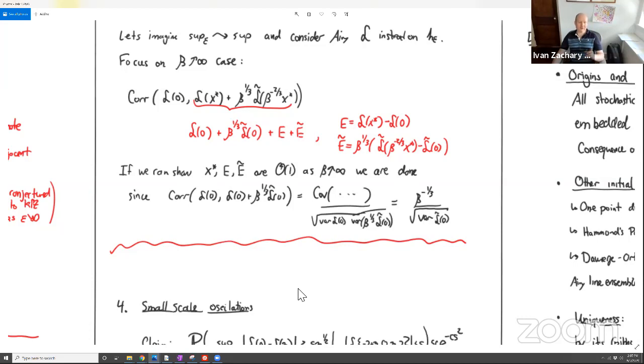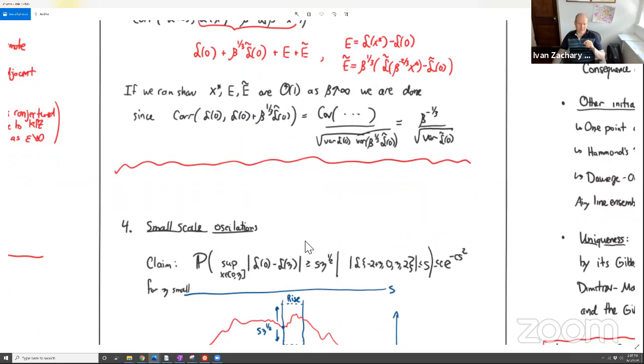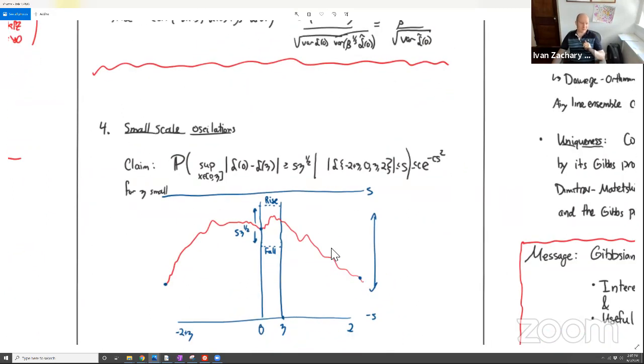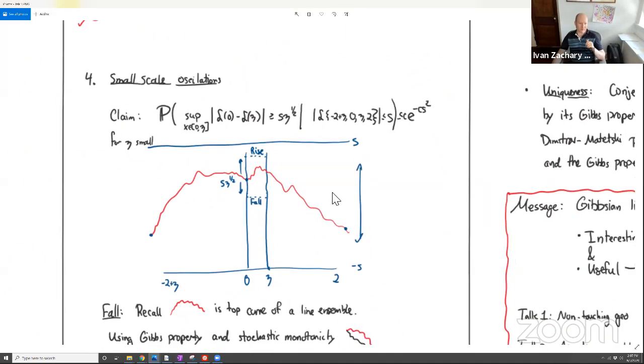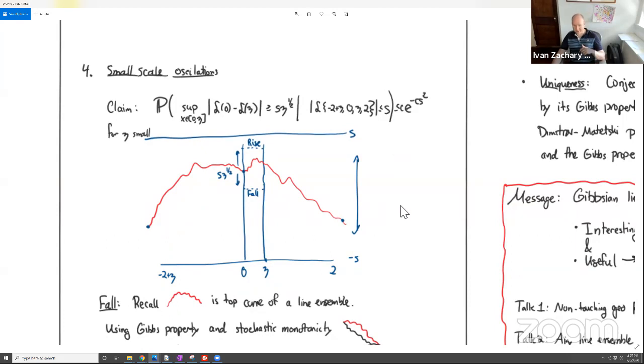So everything really boils down to controlling small scale oscillations. And that's the last thing I'll explain, how to control small scale oscillation. So let's forget about the KPZ equation, forget about the KPZ line ensemble. Let's go back to the Airy minus parabola, our friend from the past lecture. And what I want to argue is the following result.